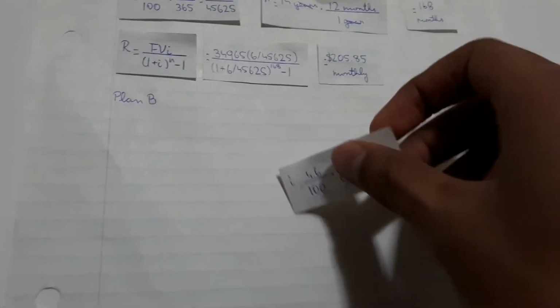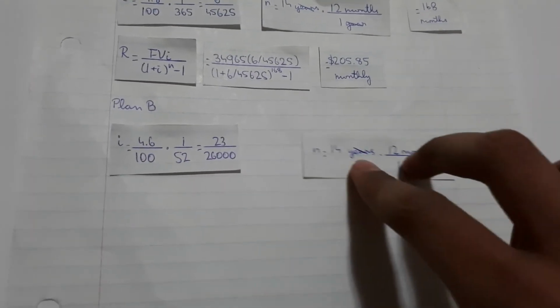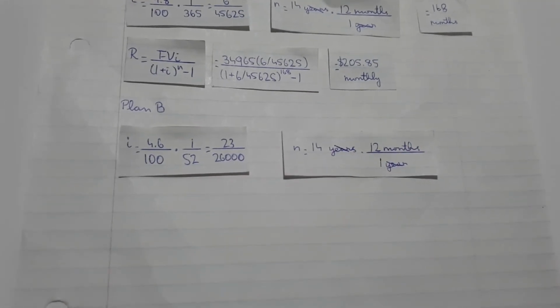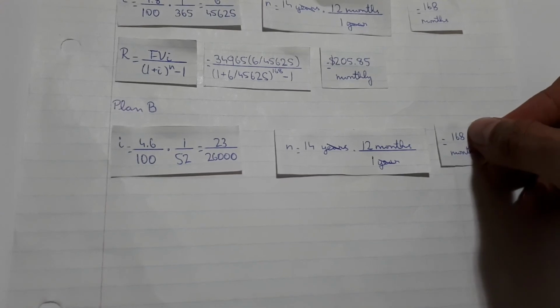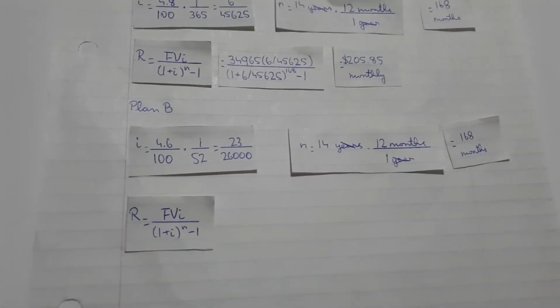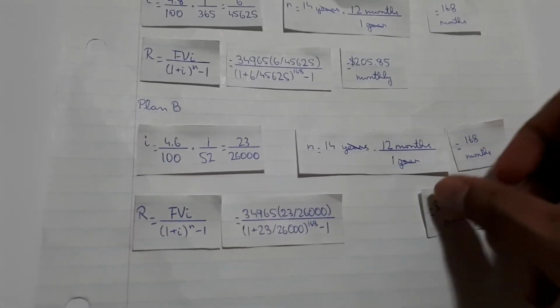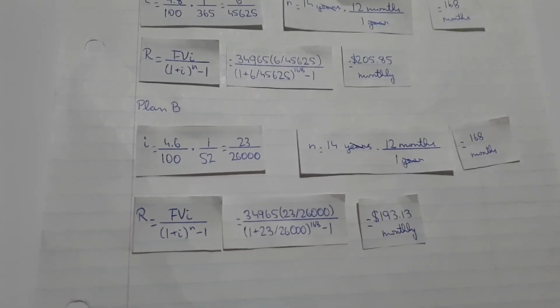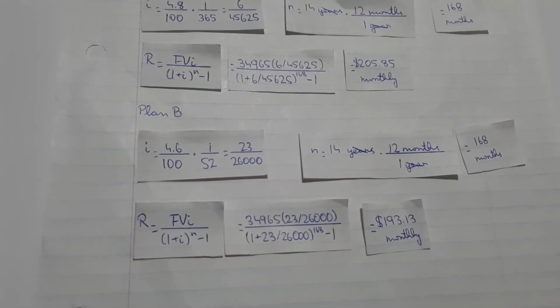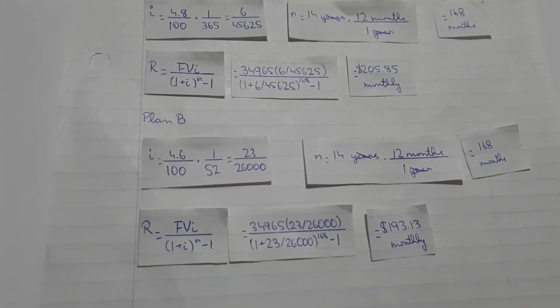With Plan B, since the interest rate is again given annually but compounded weekly, we must divide it by 52. And our number of deposits over our time period remains the same since Avni is still making monthly deposits, which is 168. We once again use the same formula for regular payments since all the variables on the right hand side are given. And once we substitute all of our variables, we come up with this equation. Once you punch this in your calculator, you come up with an amount of $193.13. This is the amount that Avni must pay monthly with Plan B to have an end value of $34,965 at the end of the period of 14 years.